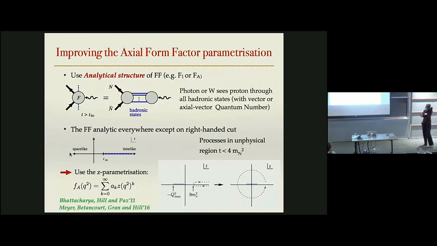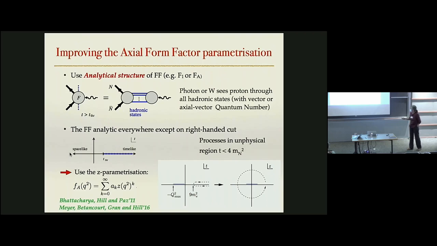Well, in principle, yes, because we can use complex analysis and analytic properties of the form factor to try to improve. How can I do that? Well, I know the form factor is analytic everywhere in the complex plane, except that it has a right-hand cut where you can produce hadronic states, between N and N bar. Okay, and remember that the processes happen in the unphysical region of t smaller than 4 times the mass of the nucleon squared, in the t channel.